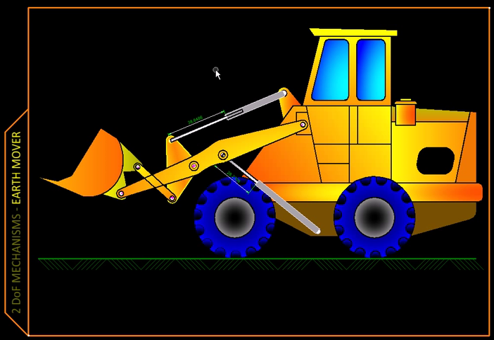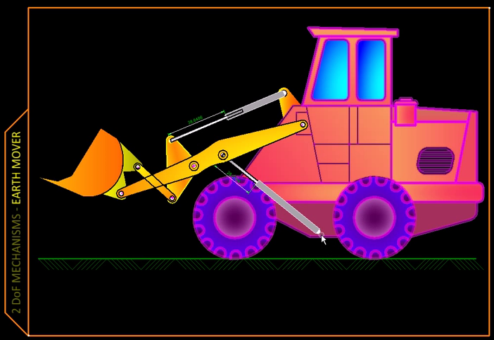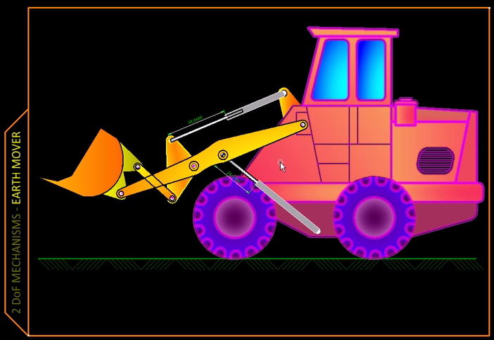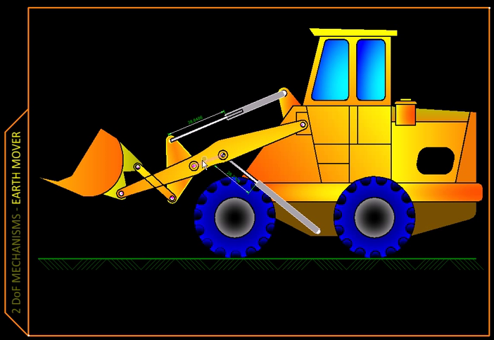Now let us count the number of pairs. First, we have a revolute pair here, a hinge. Number two would be the sliding pair or prismatic pair that allows the plunger to slide back and forth in the cylinder. Number three, four, five, six, seven, eight, and nine are all pin joints or revolute pairs. Number 10 would be a sliding pair between the plunger and cylinder. And number 11 would be a revolute pair over here.